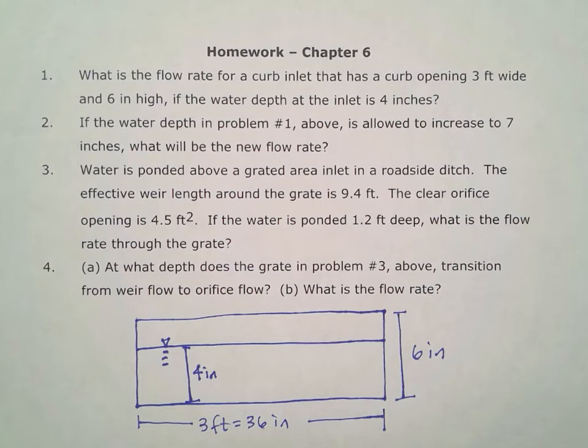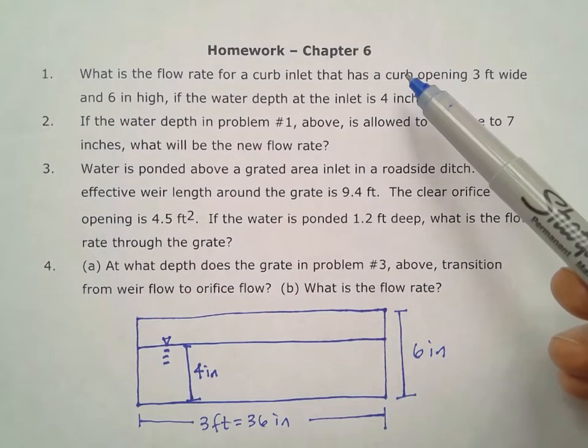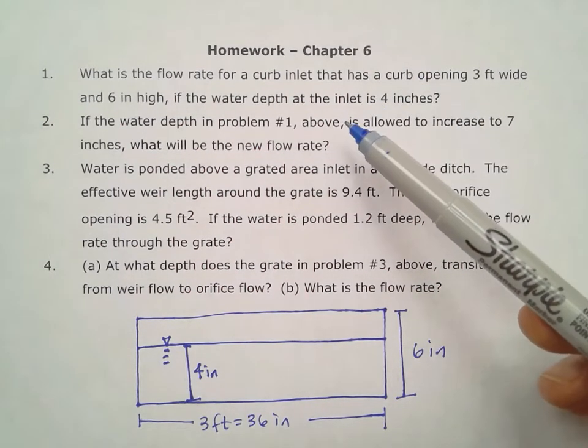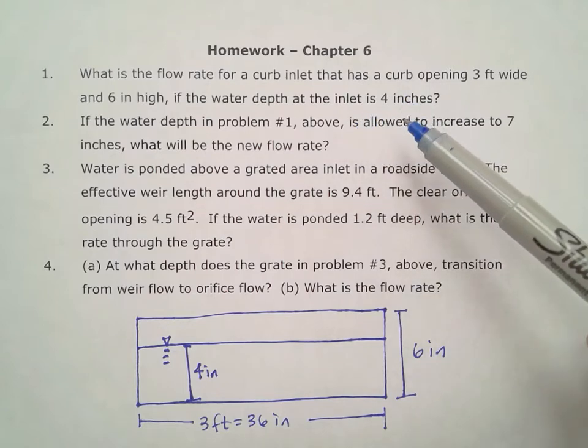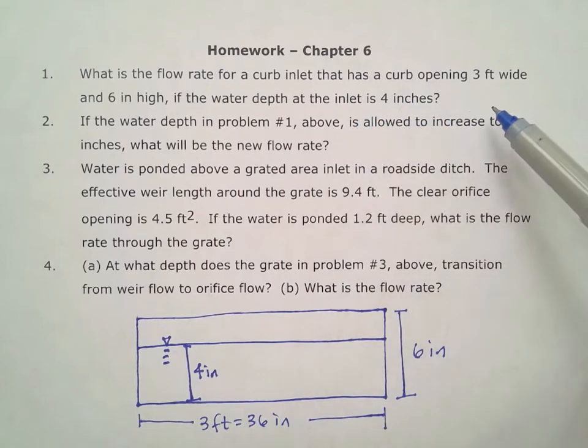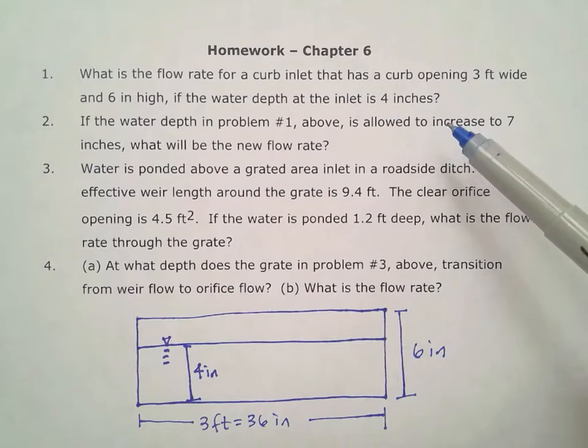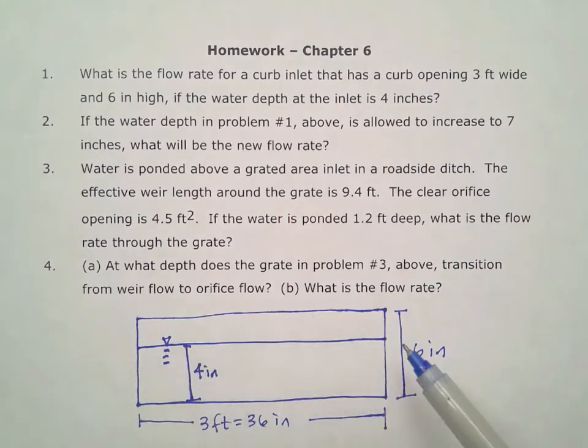Problem one of chapter six hydraulic homework asks, what is the flow rate for a curb inlet that has a curb opening 3 feet wide and 6 inches high if the water depth at the inlet is 4 inches? So I sketched out the scenario here. We'd probably have a rounded curb, but we're going to assume rectangular. We've got 6 inches high, 3 feet or 36 inches wide with a 4 inch water depth.